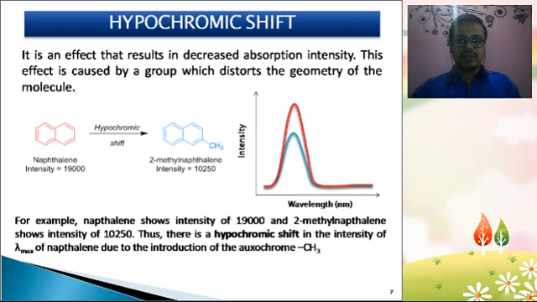So students, these are some important terminologies that are used in UV visible spectroscopy quite frequently: the chromophore, the oxochrome, the bathochromic shift or red shift, the hypsochromic shift or blue shift, the hyperchromic shift and the hypochromic shift.